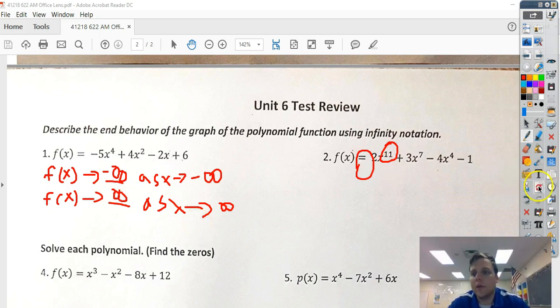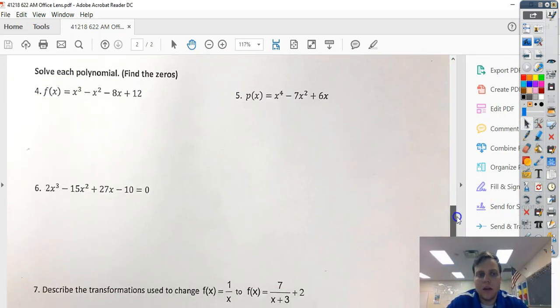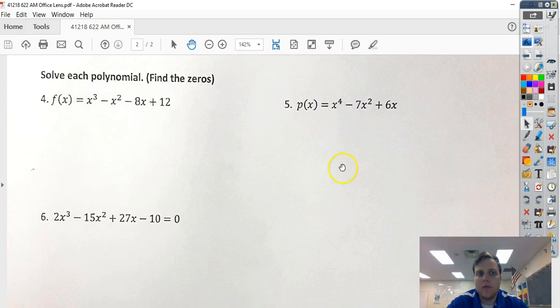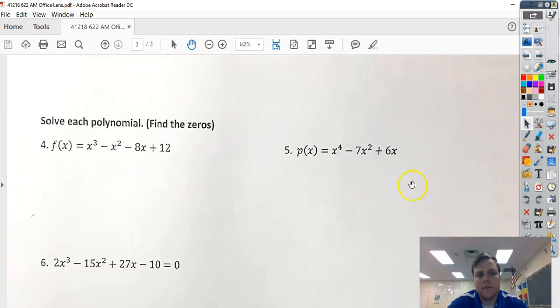All right, let's go to 4. Problem number 4 says, solve each polynomial, find the zeros. Okay, look. We could do this several ways, but the fact that we're gearing them for a unit test, I want to do this the easy way.